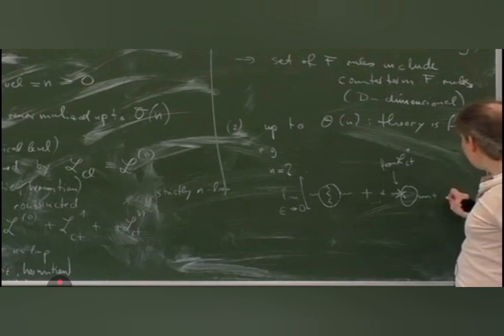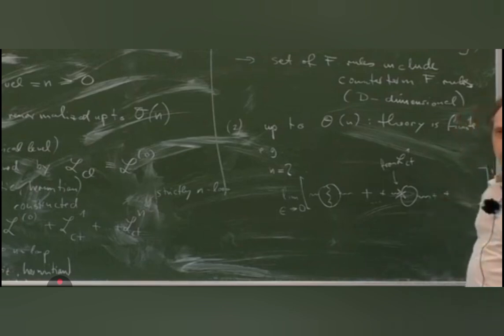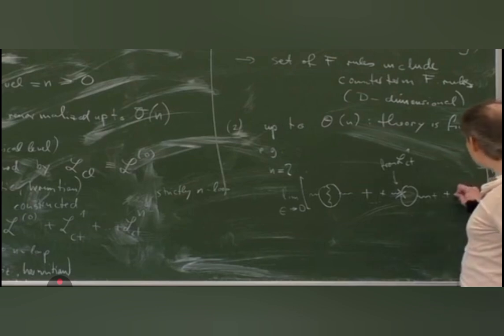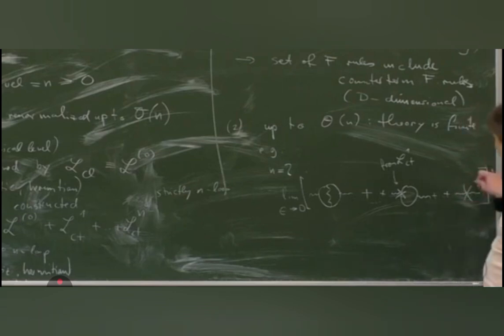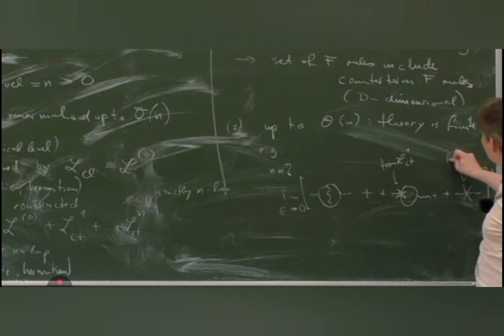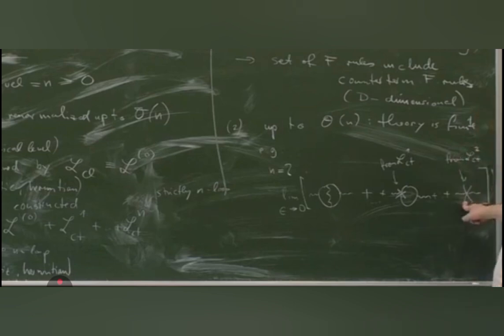Plus, of course, all other 1-loop diagrams with 1-loop counter term insertions. And ultimately, we also add a diagram like this, where this here is a vertex from the 2-loop counter term Lagrangian. So this is a 2-loop counter term.